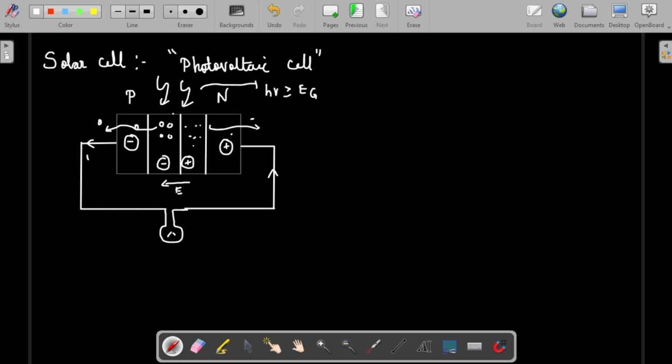This will make the current IL flow, which will make the bulb glow. So when we connect a bulb, it will glow, or if a generator is connected, it will store energy. This is how it will act.